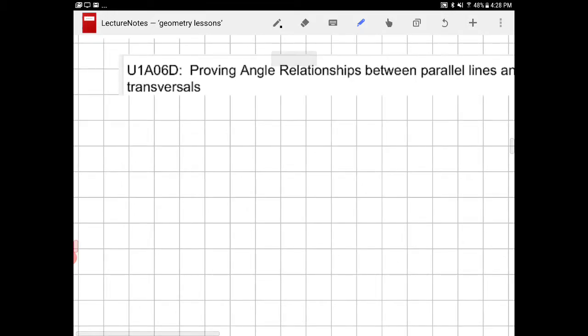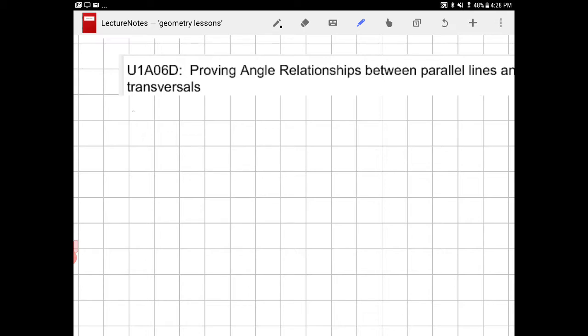Hopefully by the end of the period you should be able to say I can prove angle relationships between parallel lines and transversals. As this target is suggesting, we are going to be looking at geometric proofs involving parallel lines and transversals. So having that recognition, let's write down all the tools that we have right now available to us, involving angles formed by parallel lines cut by a transversal, and that is we have these different sets.